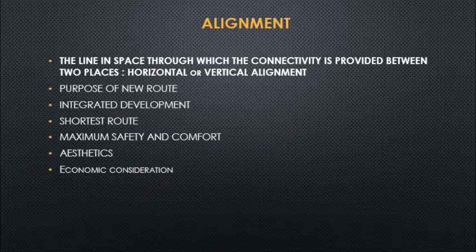We already covered this topic, alignment, in the beginning of this module, and we will revise that in a quick manner. So what is an alignment? The alignment is the line in space through which the connectivity is provided between two places. Usually we provide horizontal or vertical alignments. And why the alignment is necessary, or the basic features of alignment, we discussed already in this module. So I am not going into detail on these topics again.